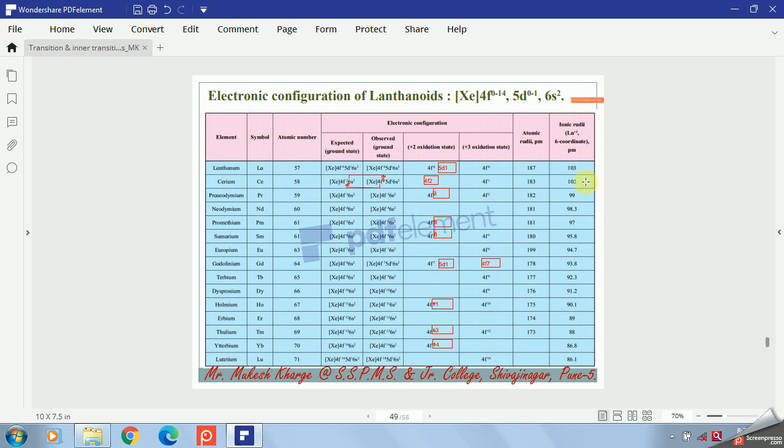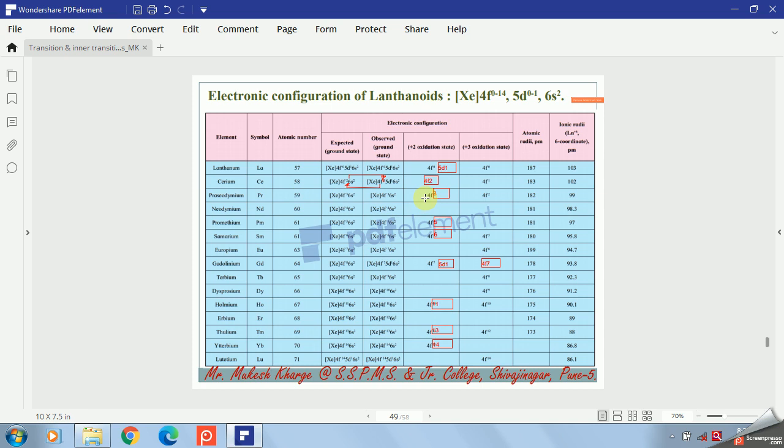Then the next one is praseodymium, denoted by Pr. The atomic number is 59. So the expected and observed electronic configuration is the same, xenon 4f3 6s2. Now if it donates 2 electrons from 6s, then it shows Pr2+ and its electronic configuration becomes 4f3. So here is also a correction, 4f3.